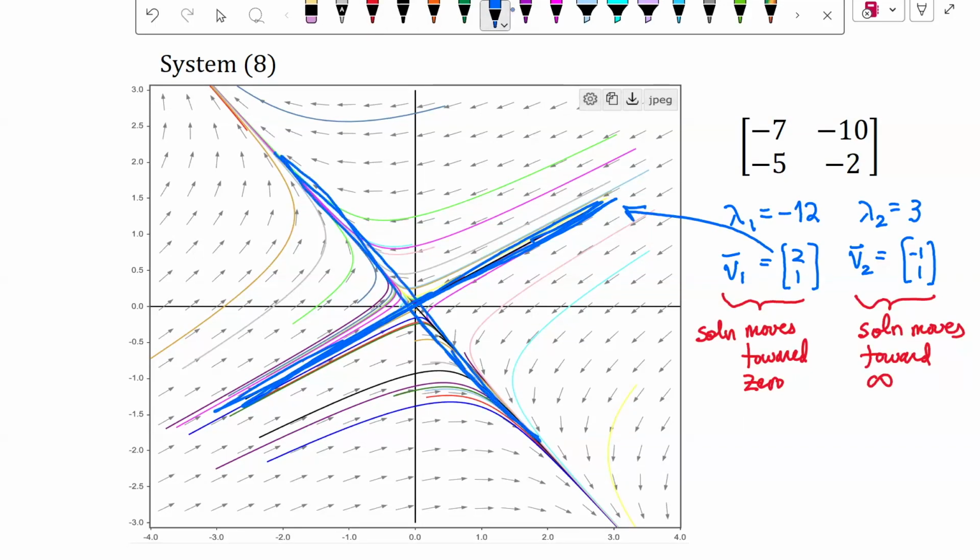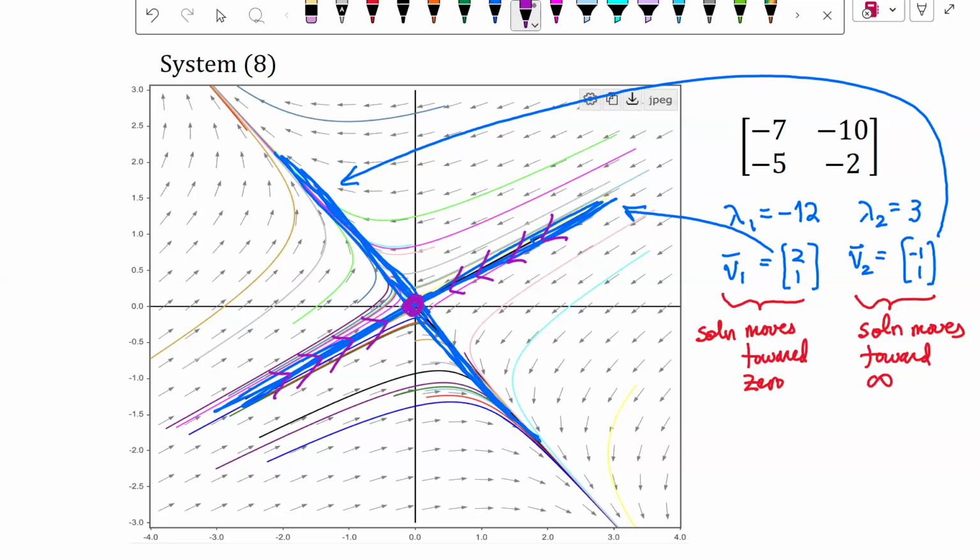Let's first plot the eigenvector lines. On the (2, 1) line, we are moving toward 0, so we indicate that with arrows moving toward the origin. And on the (-1, 1) line, we're actually moving away from the origin, so we indicate that with arrows moving out. Now, which of these eigenvectors is the dominant eigenvector?